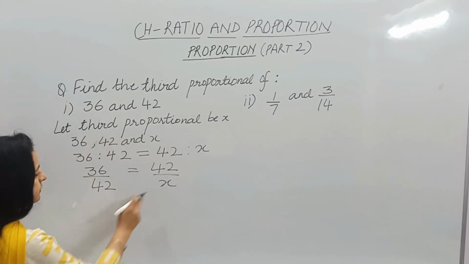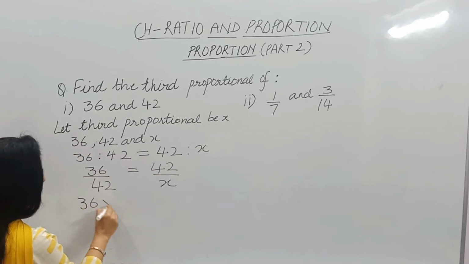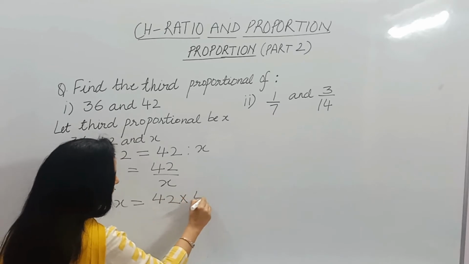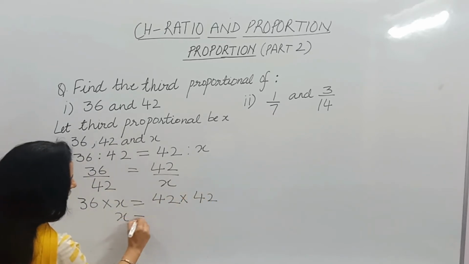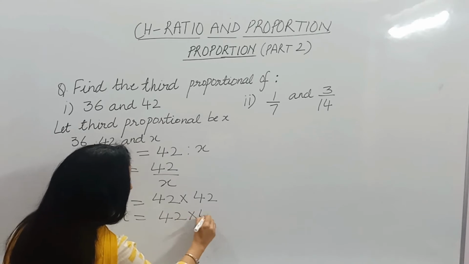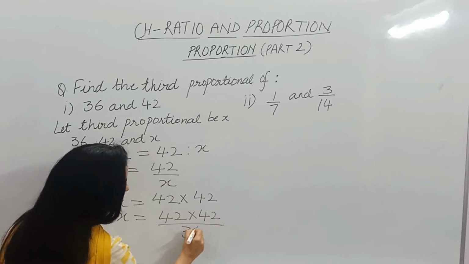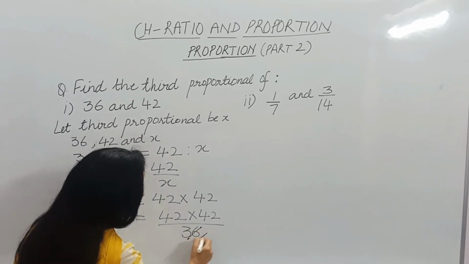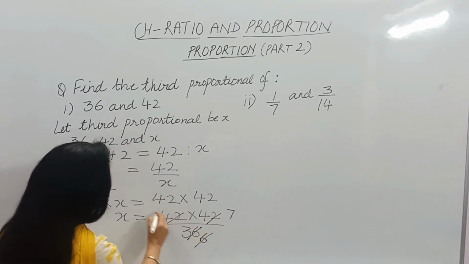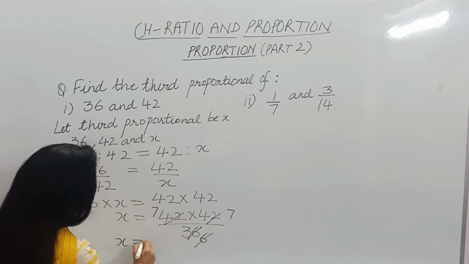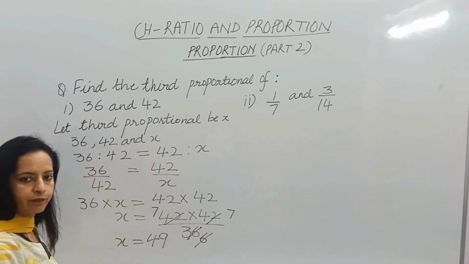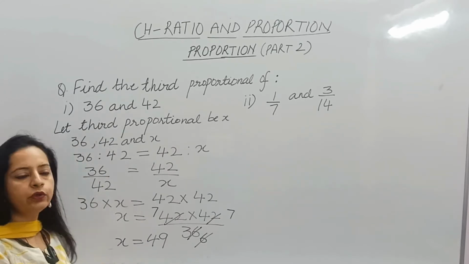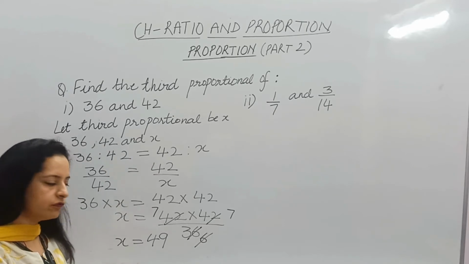We will cross multiply them. 36 into x is equal to 42 into 42. So x is equal to 42 into 42 upon 36. We can cancel it by 6. So 6 6s are 36, 6 7s are 42, again 6 7s are 42. So we have x is equal to 49. Now we have done this without using the formula. Now we will do the second question using the formula.